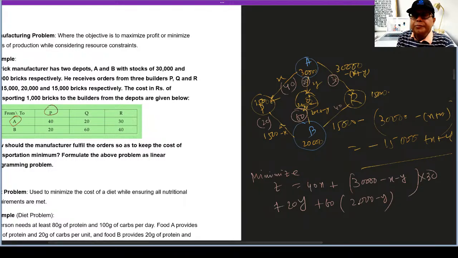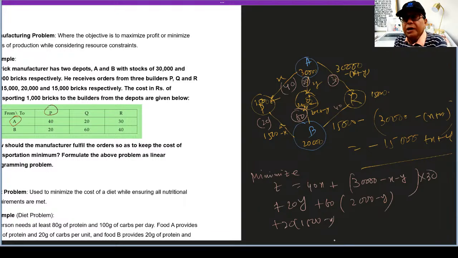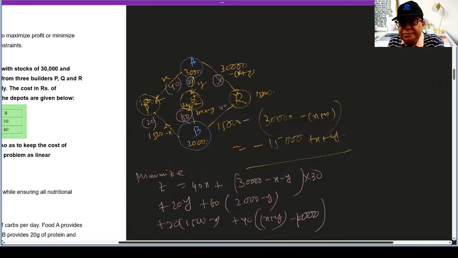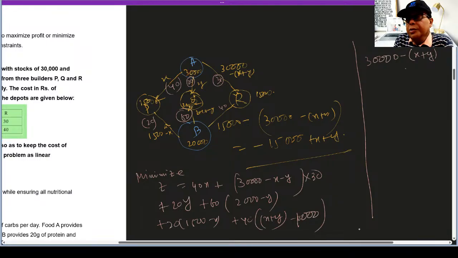Clear? Then this part, (1500 minus x) into 20, and from here 15,000. Just simplify it. But this is the objective function. Where are your non-negativity restrictions and those inequalities? When you are forming a linear programming problem, you have to write all. What about that? This you can get from here. That 30,000 minus x minus y is always greater than or equal to 0.